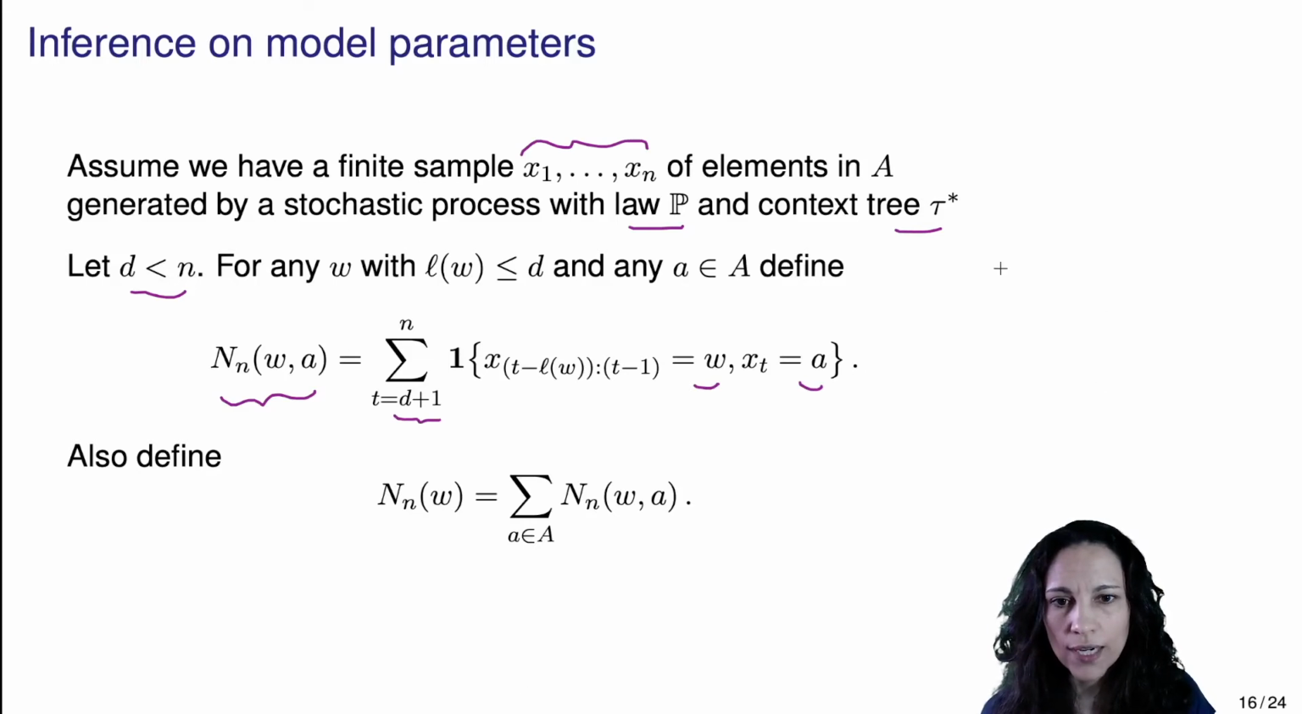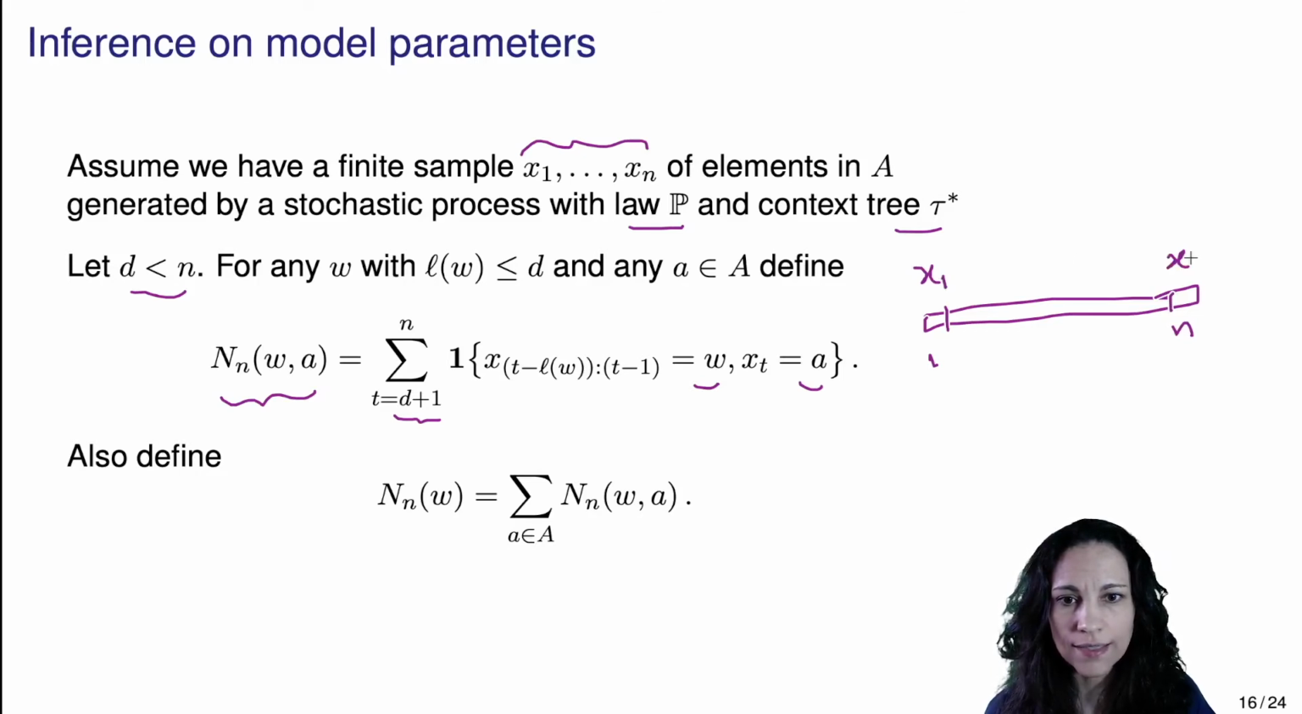So if we have here our sample from time 1 until time n, suppose here we have the symbols x1 until xn, and here we have the integer d, then we begin to count the occurrences here at time d plus 1, okay?